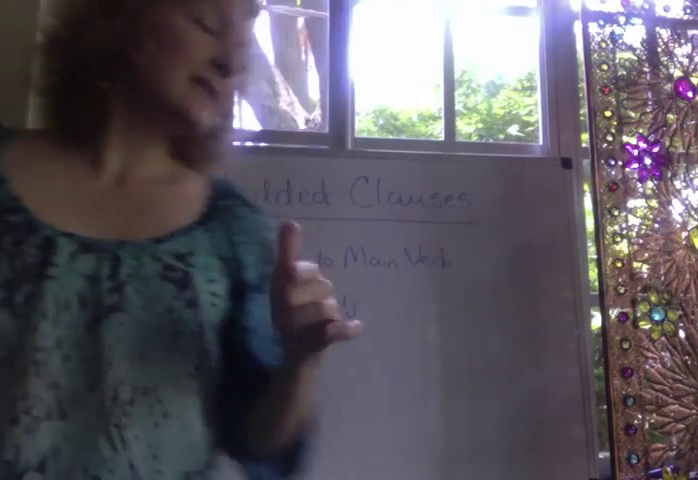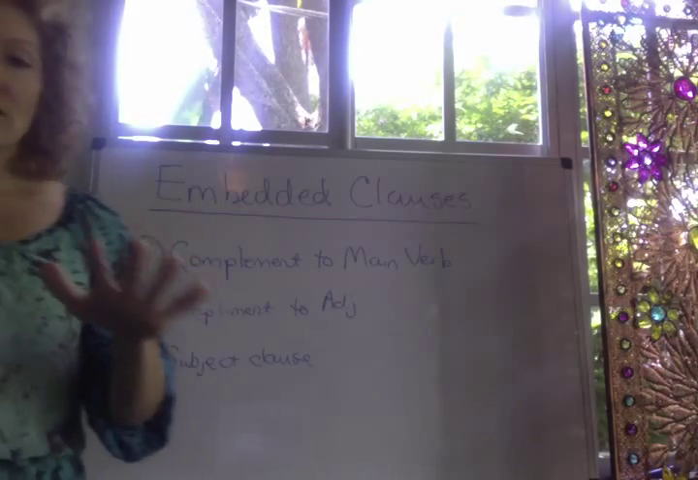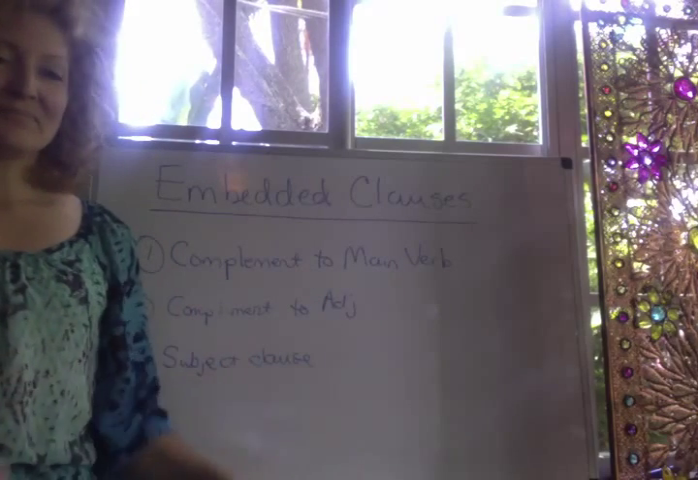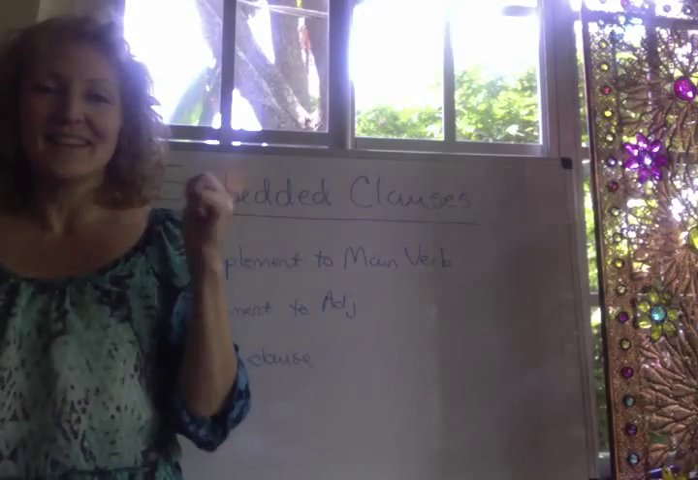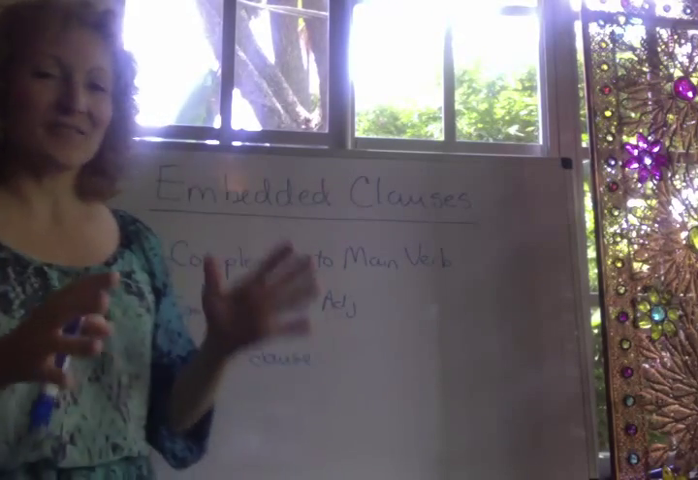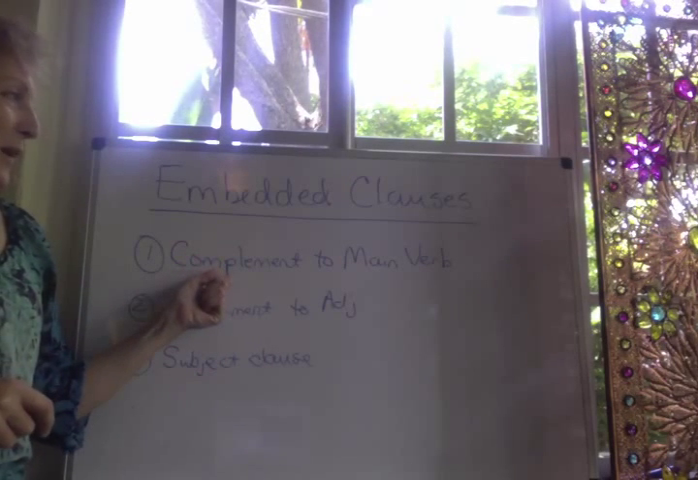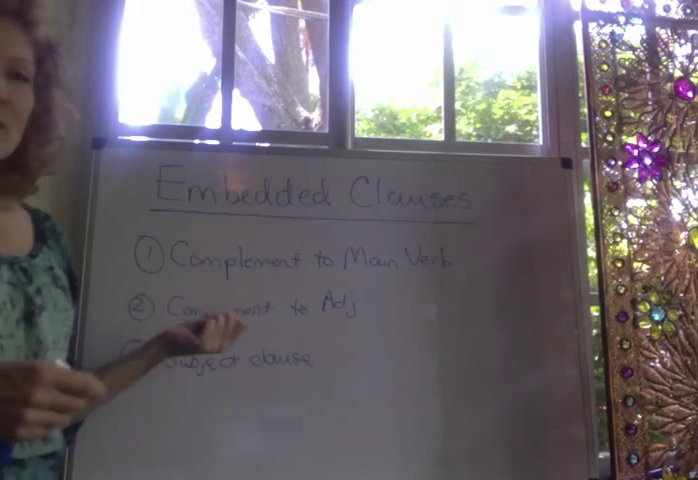We are going to see that we have 3 types of embedded clauses in English. Actually, we have much more than this, but this is what we're going to cover in this semester. If you're interested in knowing about the other types, then you need to continue taking linguistics classes. We're going to talk about embedded clauses that can serve as the complement to the main verb. So what does that mean?